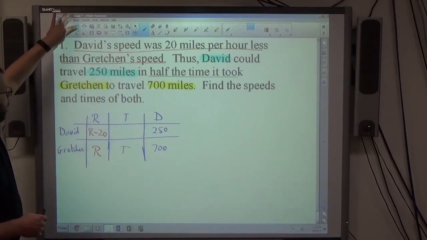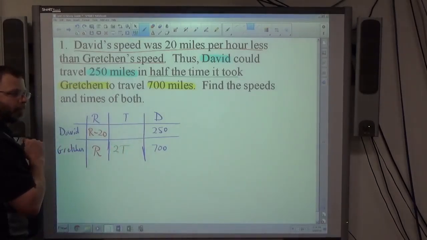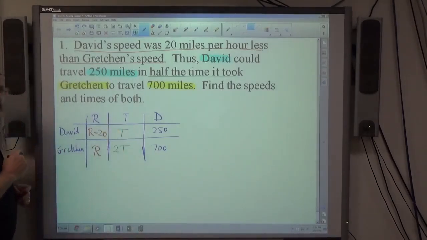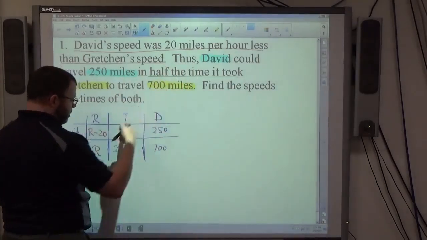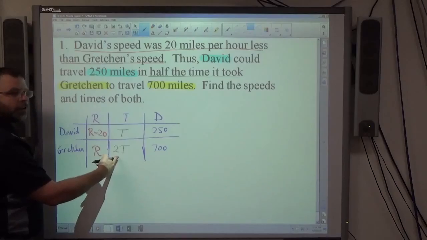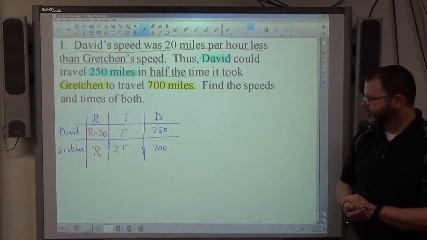So, the better way of doing this is if we make Gretchen's time 2T, half of that is 1T. That also works. We can see that relationship is fine. David's time, T, is half as big as Gretchen's time, 2T. No fractions necessary, and that's a way of handling that.